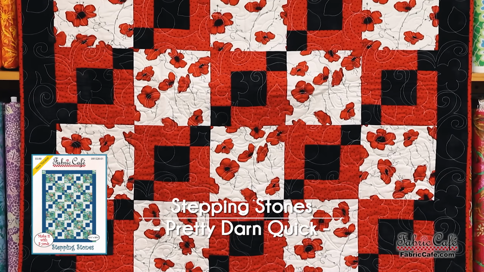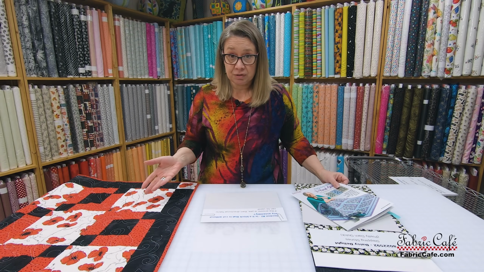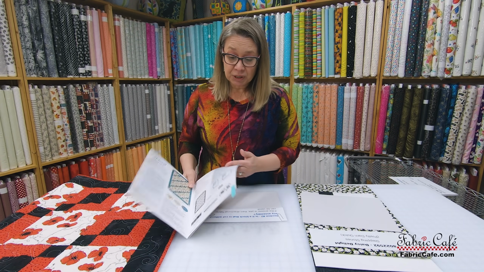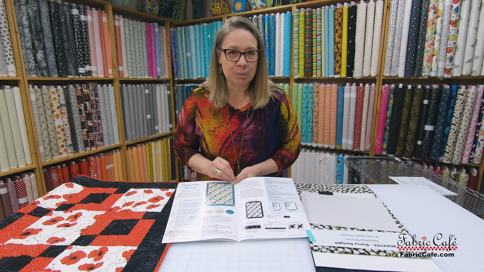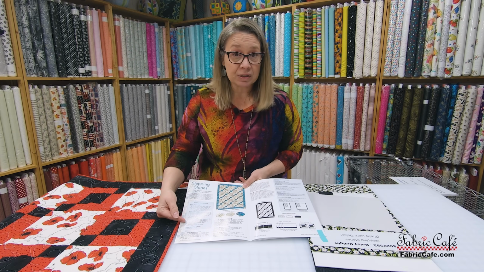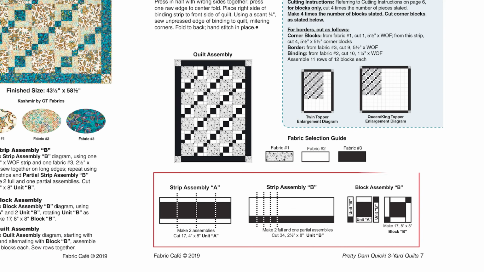Okay, so when we're making our stepping stones pattern, the first thing we want to know, of course, is can we use a directional fabric? So the first thing is we're going to pull out our pattern and we're going to determine if the quilt has a block that needs any assembly. That's the question you're asking. Does it need assembly, or is it just a plain square that you cut? All of the cutting instructions are going to be here, so you can determine that. And you see here we have some illustrations for assembling the block. This means no, we can't turn the fabric.